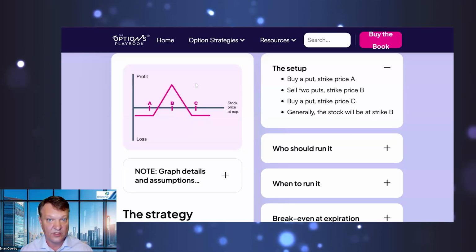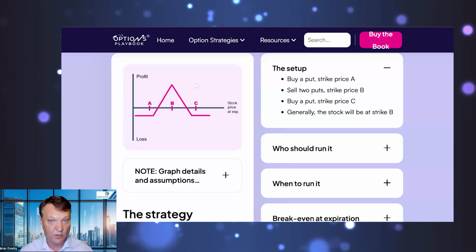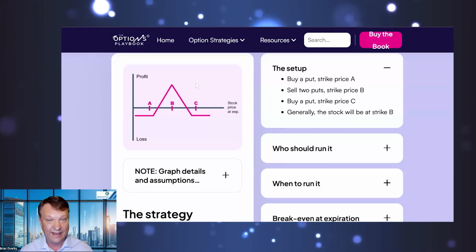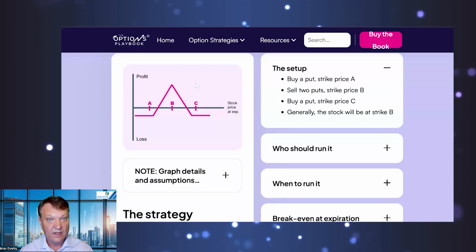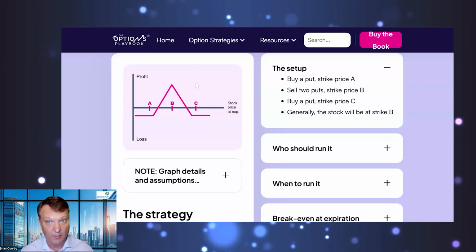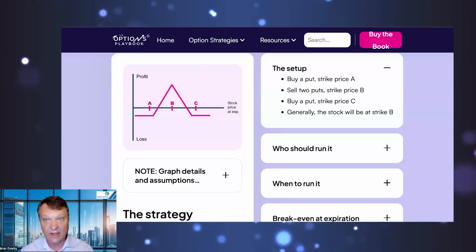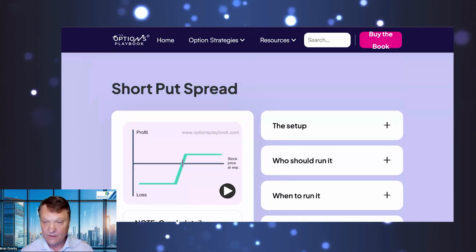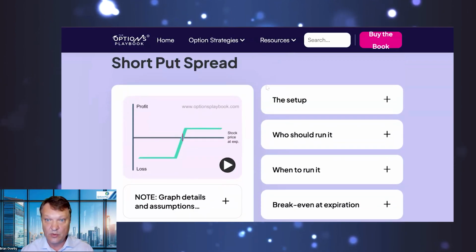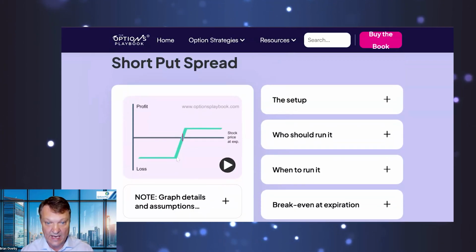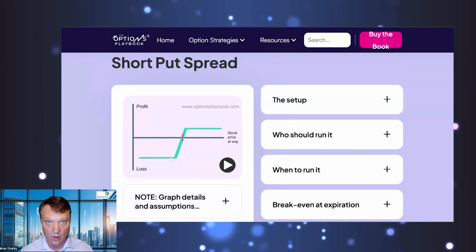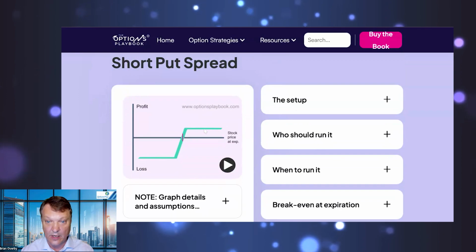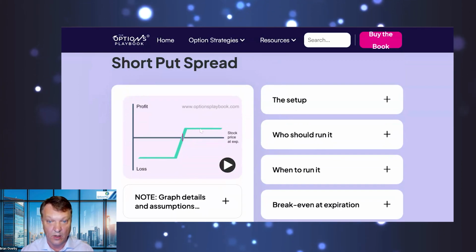Let me go back and actually show you what I meant when I say if you've done a long put spread and you've done a short put spread, you've actually done a butterfly if you combine them all into one trade. So here is a short put spread right here. If I do the short put spread, we have limited and known risk if the market goes down, and we have limited and known upside if the market goes up.